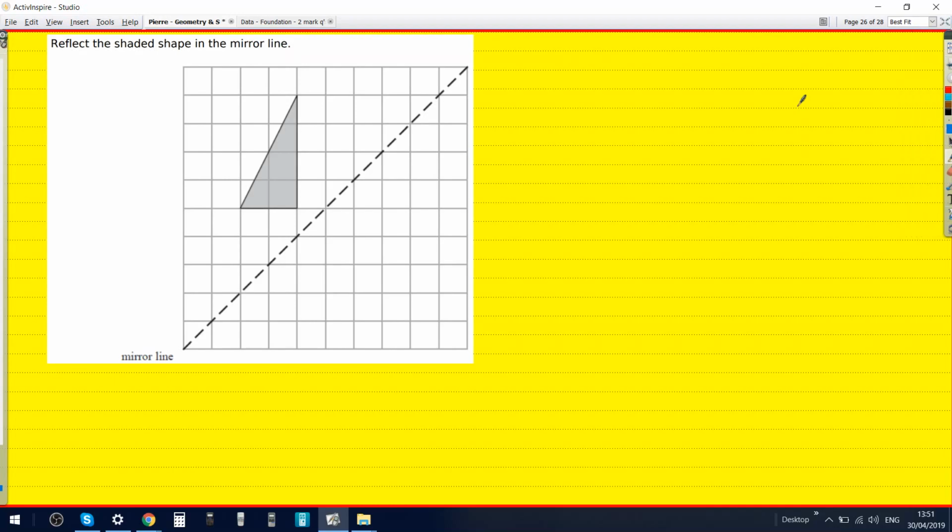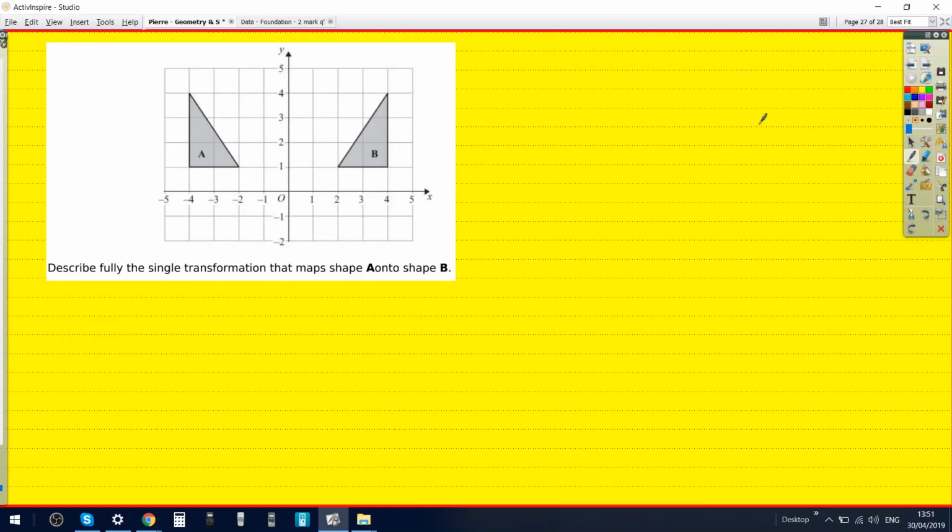Did we do diagonal? I think so. Yeah, we did. Okay. How about this one? Describe fully the single transformation from A to B. So it's a reflection.